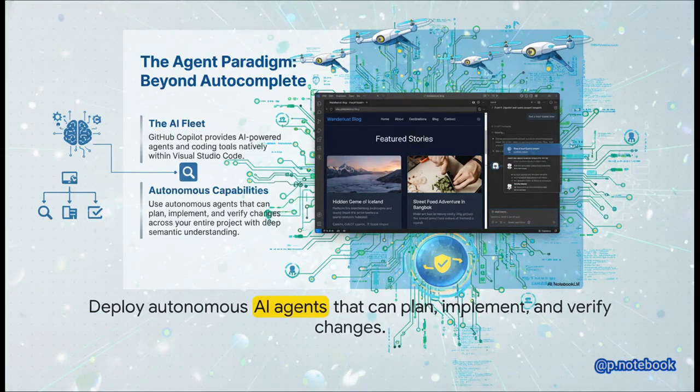So, this AI fleet concept, what is it really? Well, we're not just talking about getting snippets of code anymore. We are talking about deploying autonomous agents that can understand a goal, map out a plan, make changes all across your project, and even check to make sure their work, well, works. It's a huge leap from just predicting the next line of code.